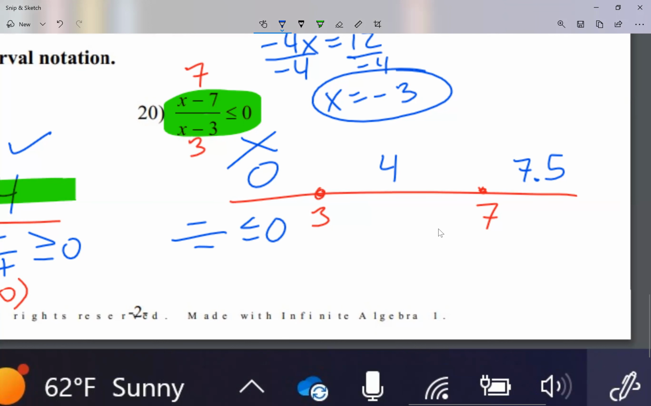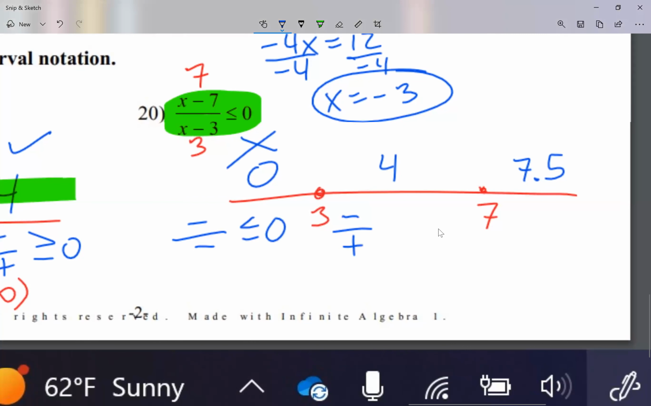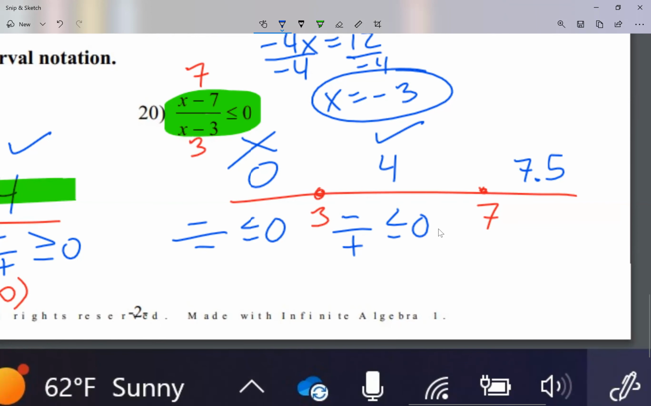How about 4? I'm going to try the second section. 4 minus 7 is negative. 4 minus 3 is positive. And then I'm checking if a negative divided by a positive is less than or equal to 0. I know negative divided by positive is negative. So yeah, it is less than 0.